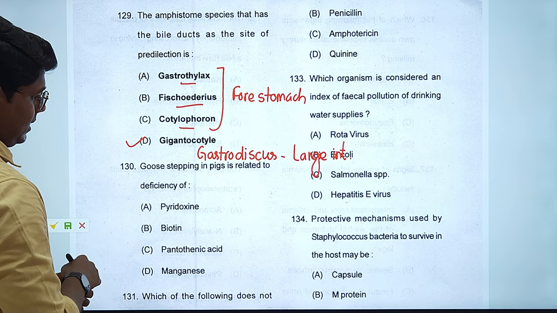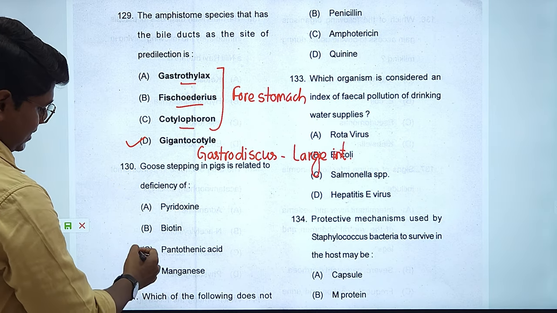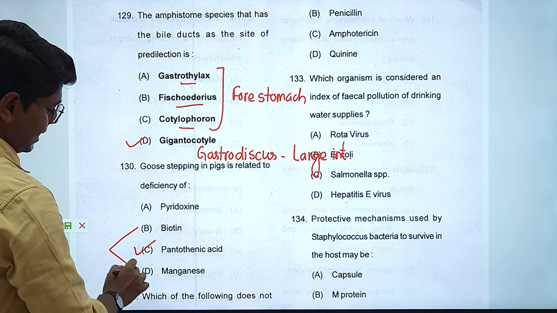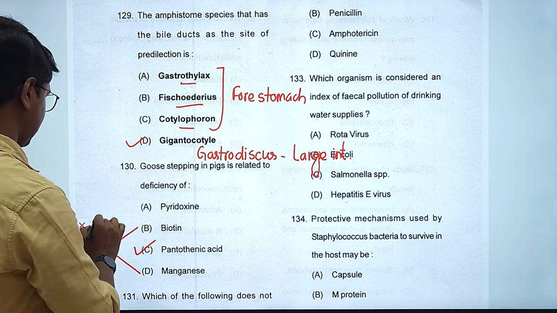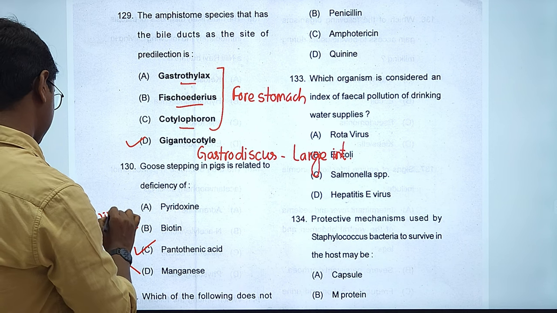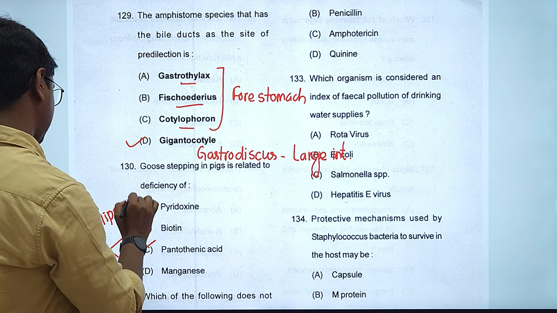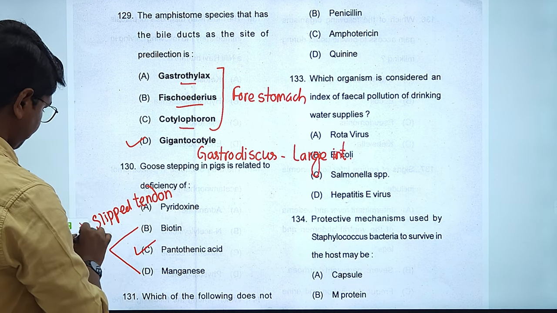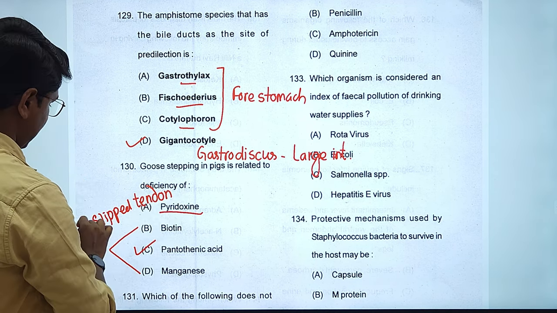Goose stepping in pigs is related to pantothenic acid. Biotin and manganese, you know that in poultry it causes slipped tendon. Pyridoxine deficiency causes anemia.